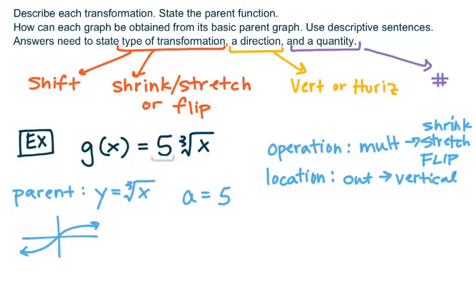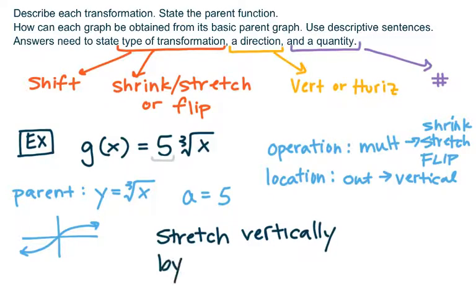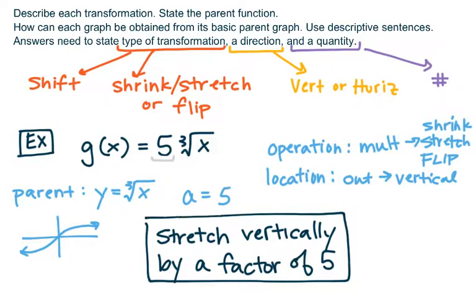Now, how would we write this as an answer? Well, we would say it's going to stretch vertically by a factor of 5. How did I know it was going to stretch? Since we're multiplying by 5 and 5 is bigger than 1, if you multiply by 5, something gets bigger generally. So we say stretch. And because it is outside, because it's vertical, we know we can trust that it's going to behave properly. So the answer would be that it stretches vertically by a factor of 5.